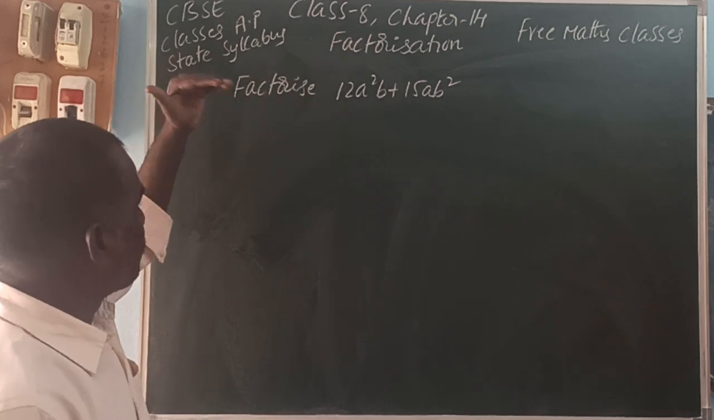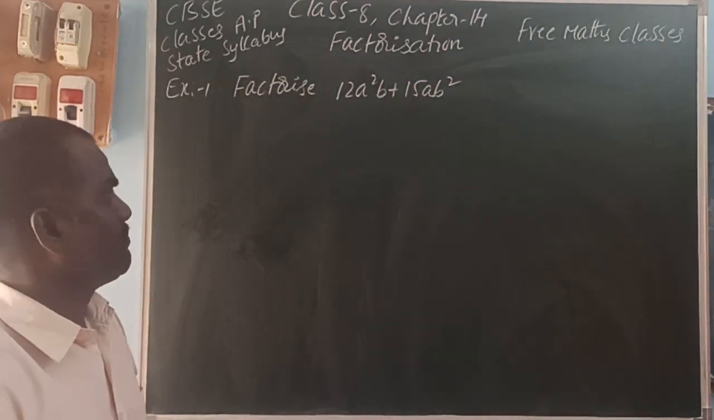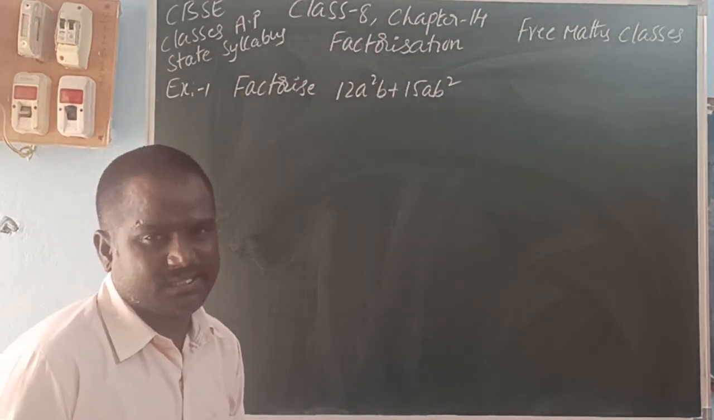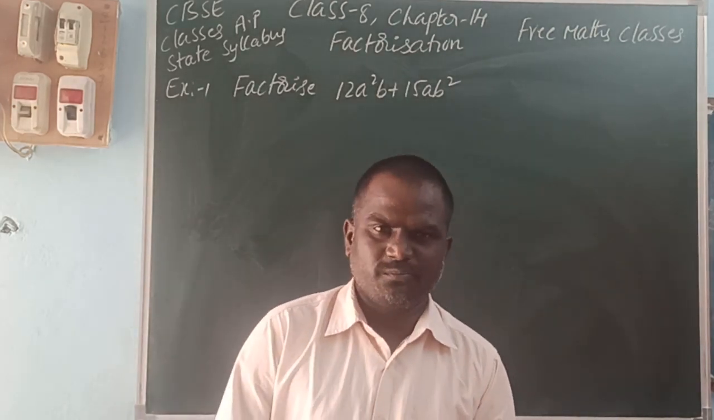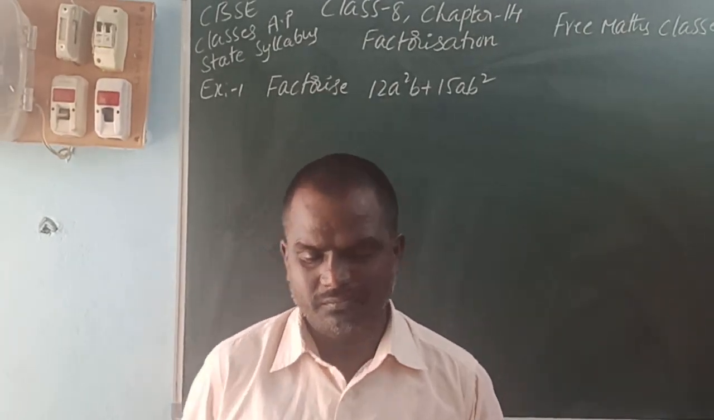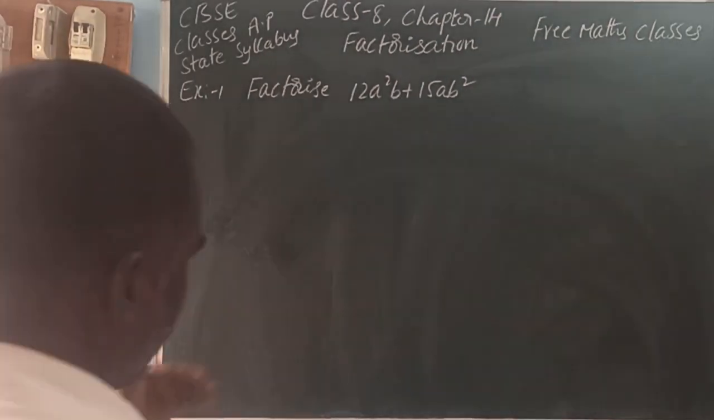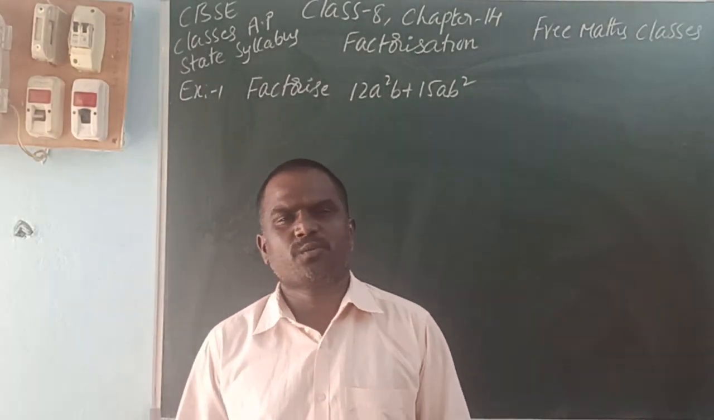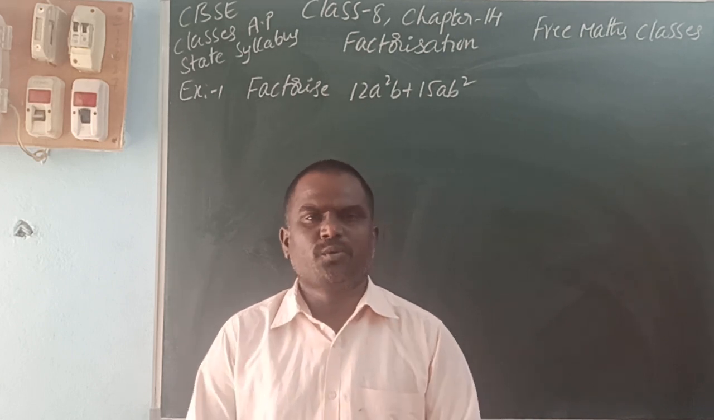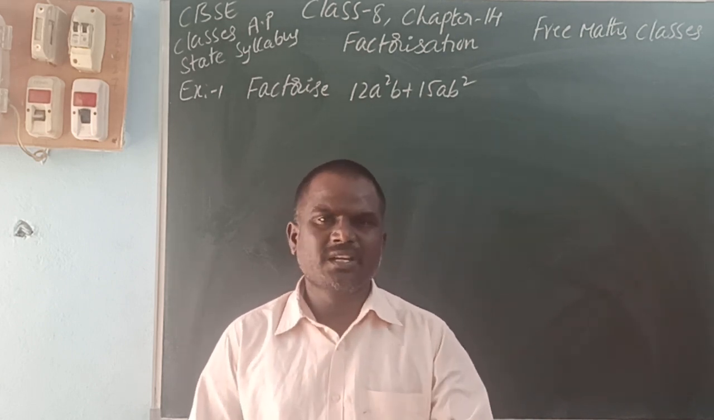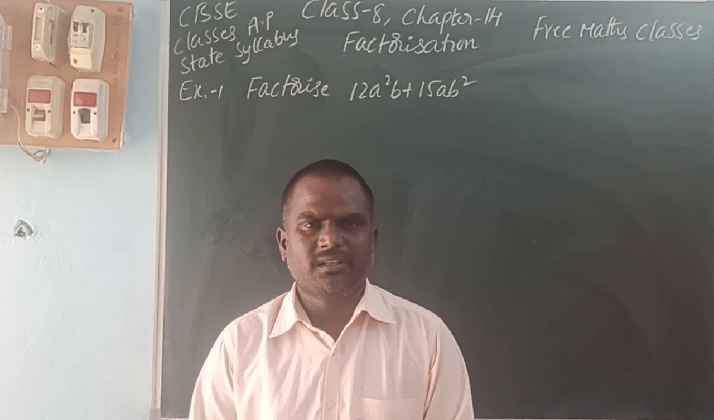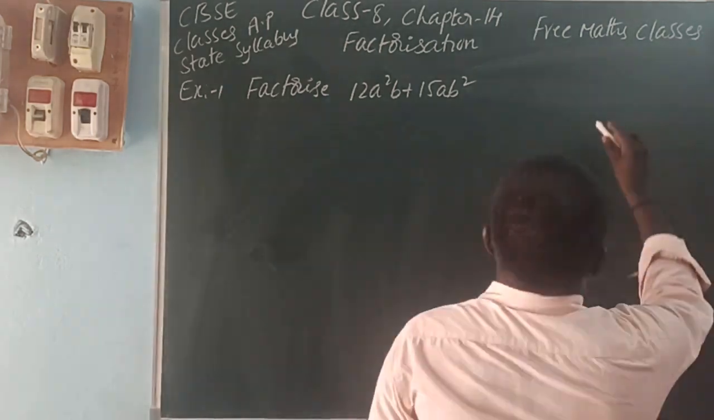Factorisation, example 1: factorize 12 a square b plus 15 a b square. First of all, factor. Factor means what? If any two numbers are there, and one number is divisible by another number, the remainder is 0. So for example, 6.